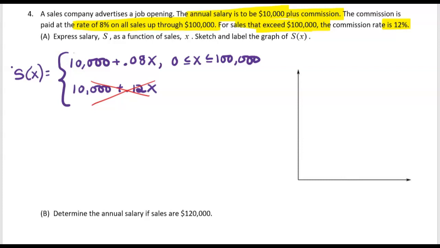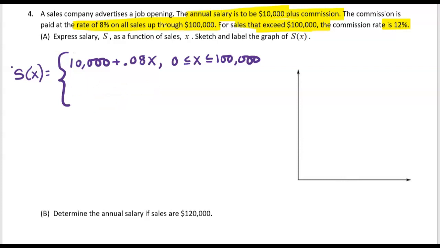So if you have sales of 150,000, you're going to receive 8% commission on that first 100,000, and then you're going to receive 12% commission on that 50,000, because that's the amount that's over the 100,000. All right, so when you try to set up the piecewise function like I showed here, you're basically saying they're going to get 12% on all of their sales, which is not going to happen. Okay, so we have to get that guy out of there.